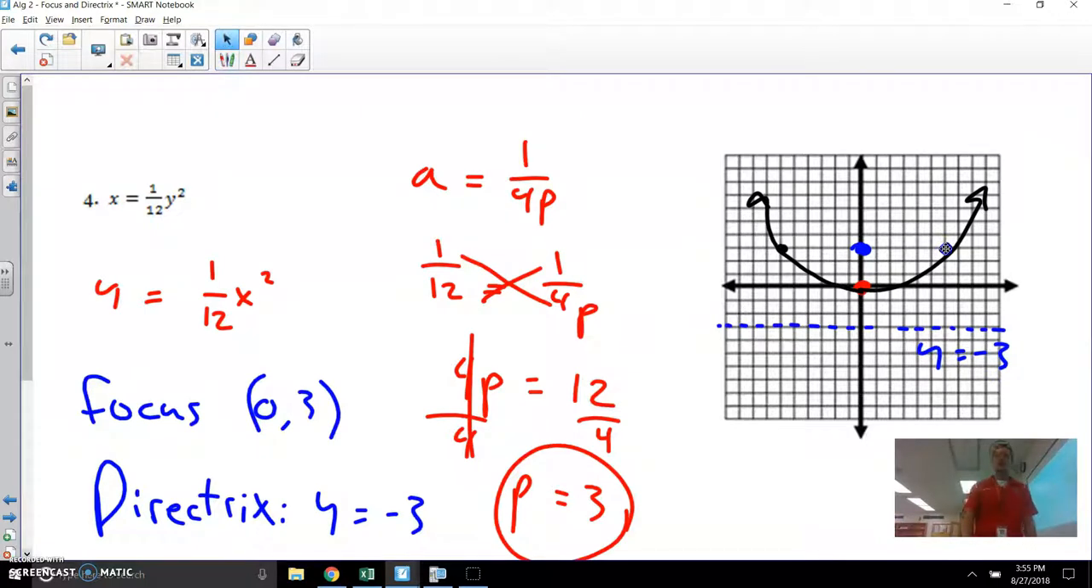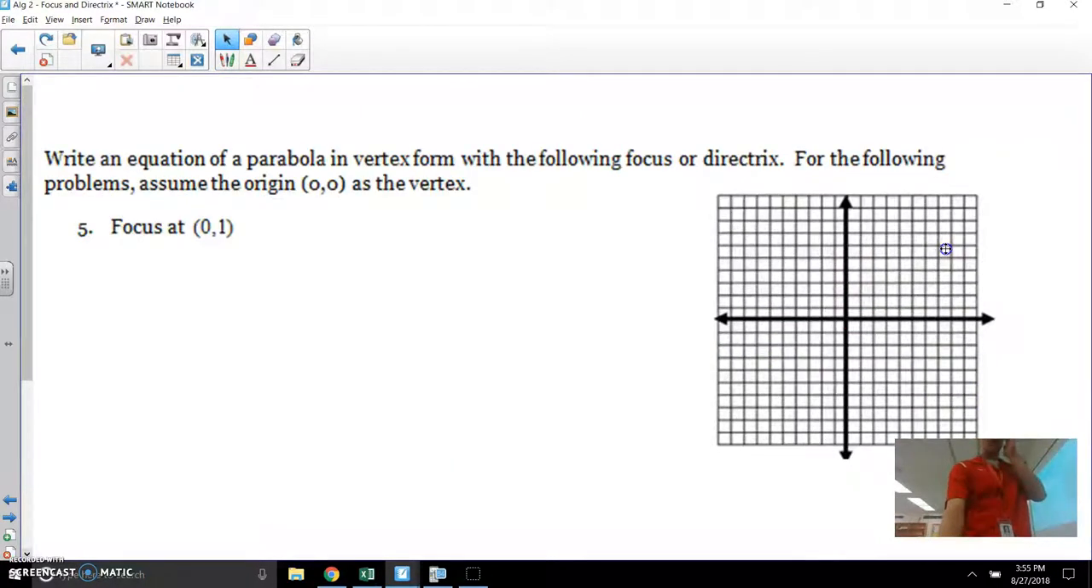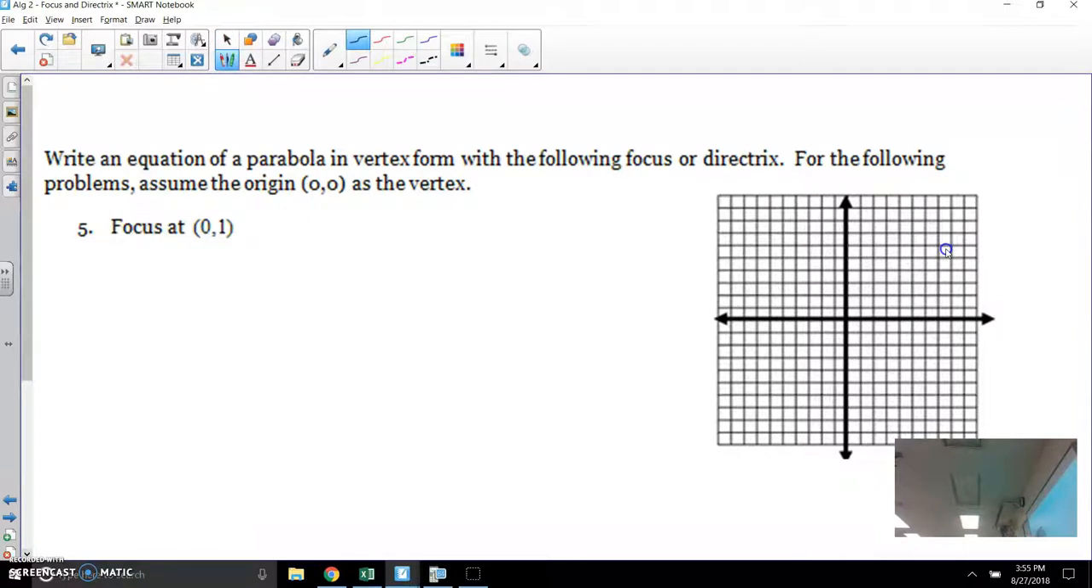Very good. All right. So next, let's talk about one that has a focus at 0, 1. Write an equation in vertex form with the following focus or directrix for the following problems. And then it says, real importantly, assume 0, 0 as the vertex. 0, 0 is the vertex. So 0, 0 is our vertex. And then 0, 1 is our focus, okay?